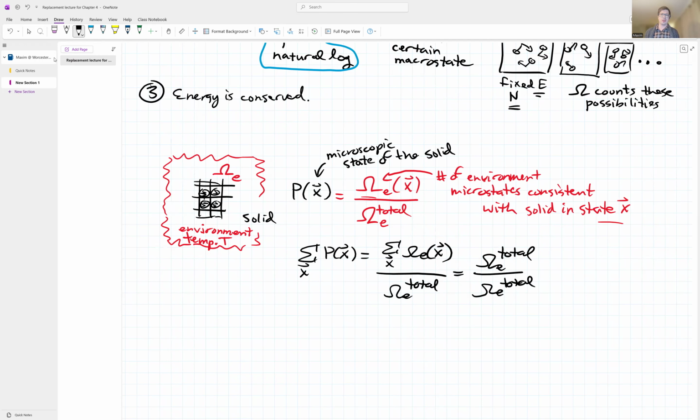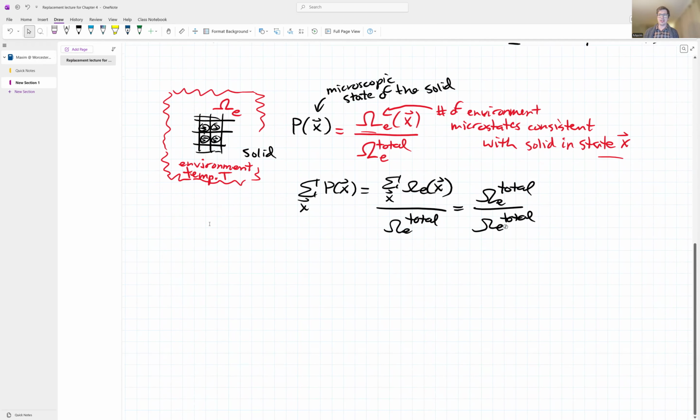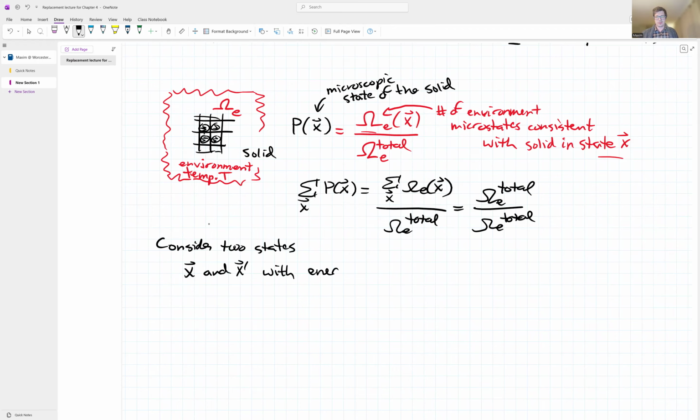Now we're going to consider two different states, X and X prime. And let's say they have two different energies, EX and EX prime.